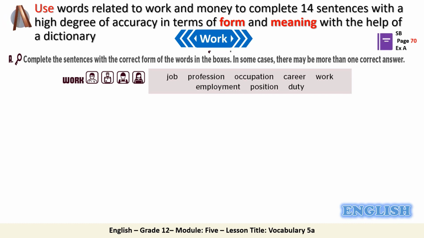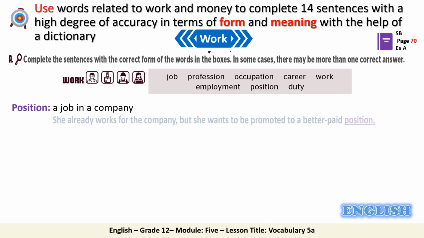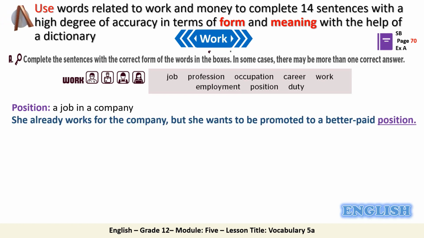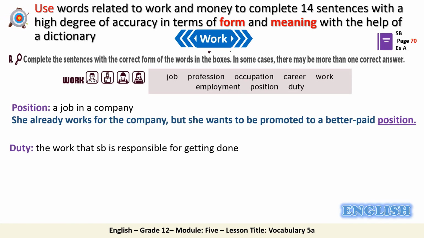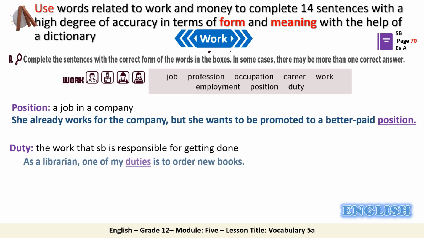The last 2 words, which are position, which means a job in a company. For example, she already works for the company, but she wants to be promoted to a better paid position. And finally, the word duty, which means the work that somebody is responsible for getting done. For example, as a librarian, one of my duties is to order new books.